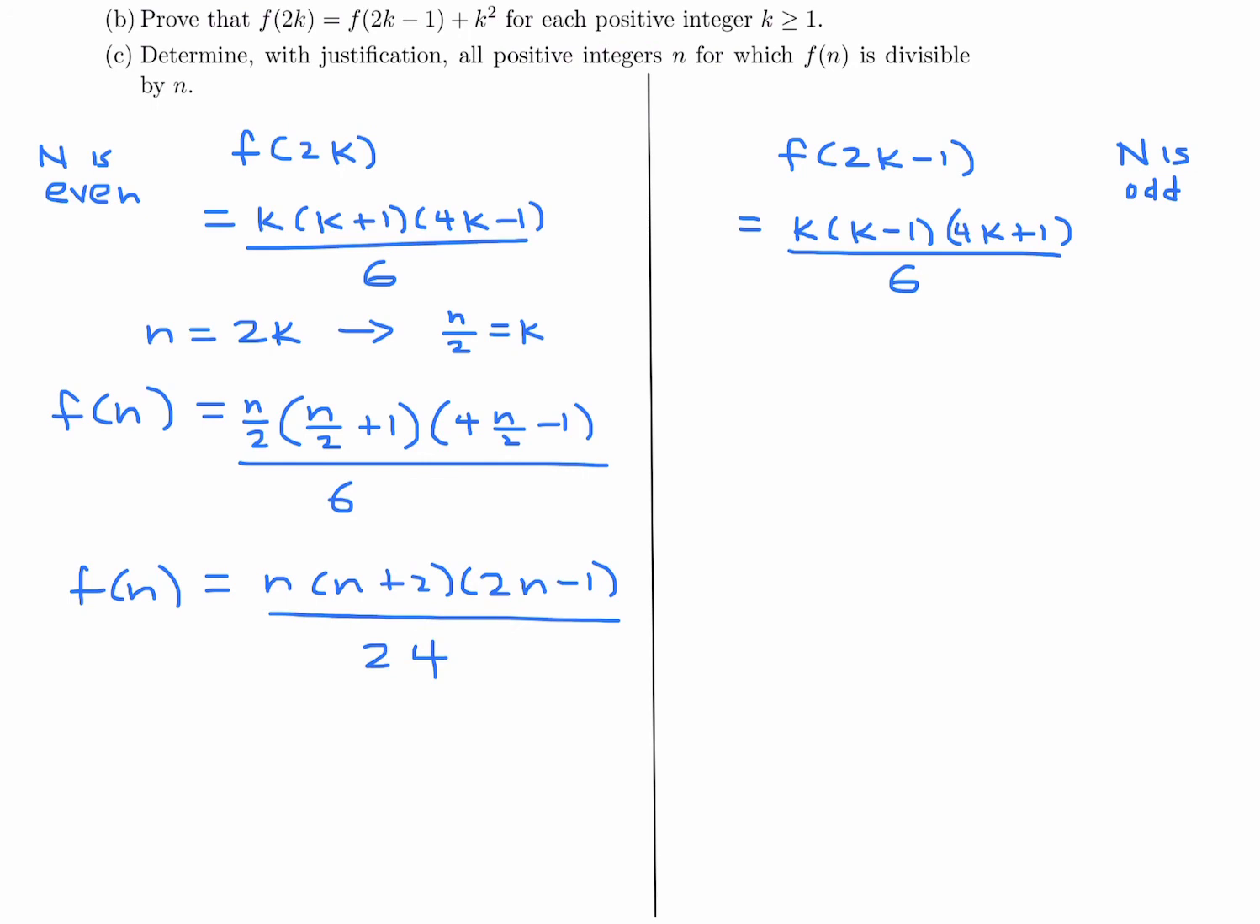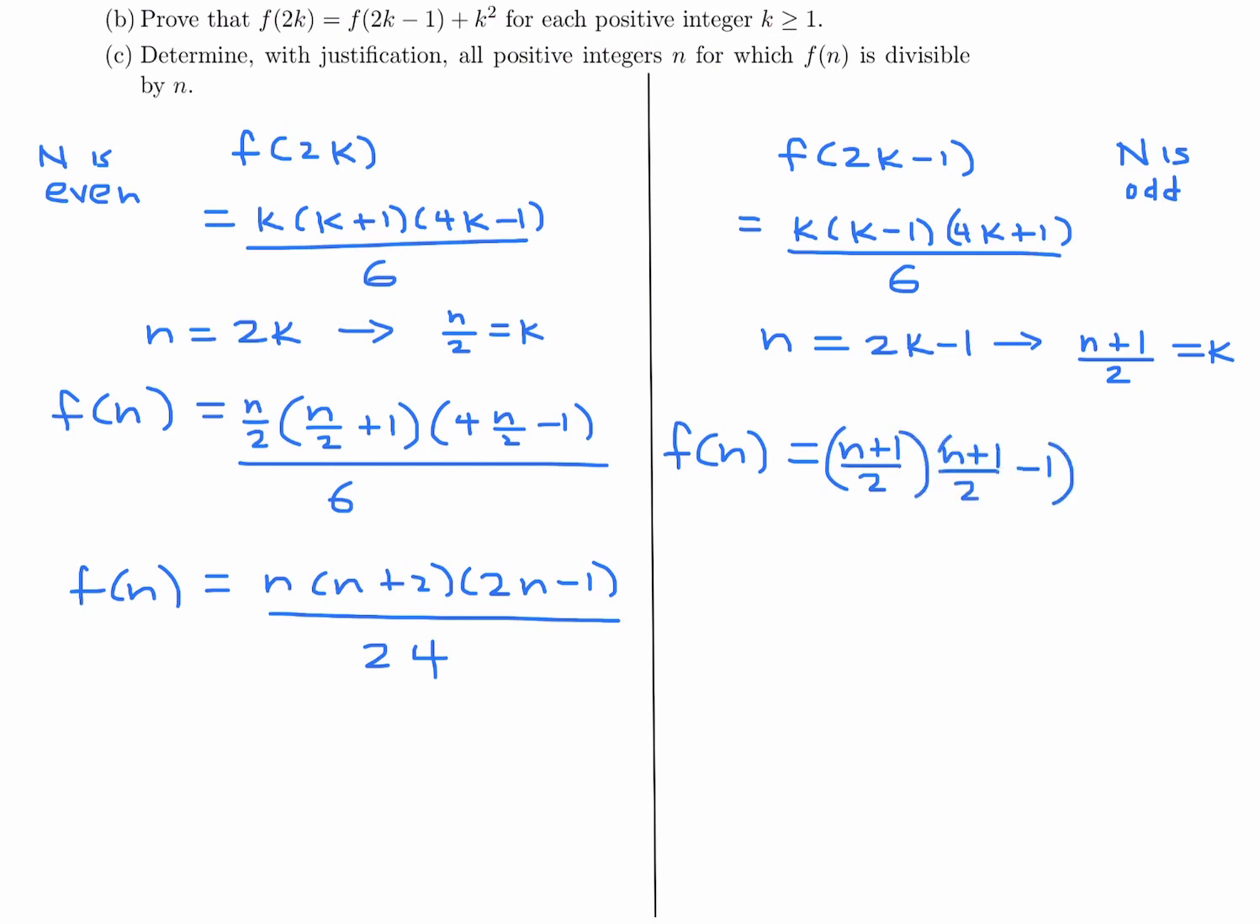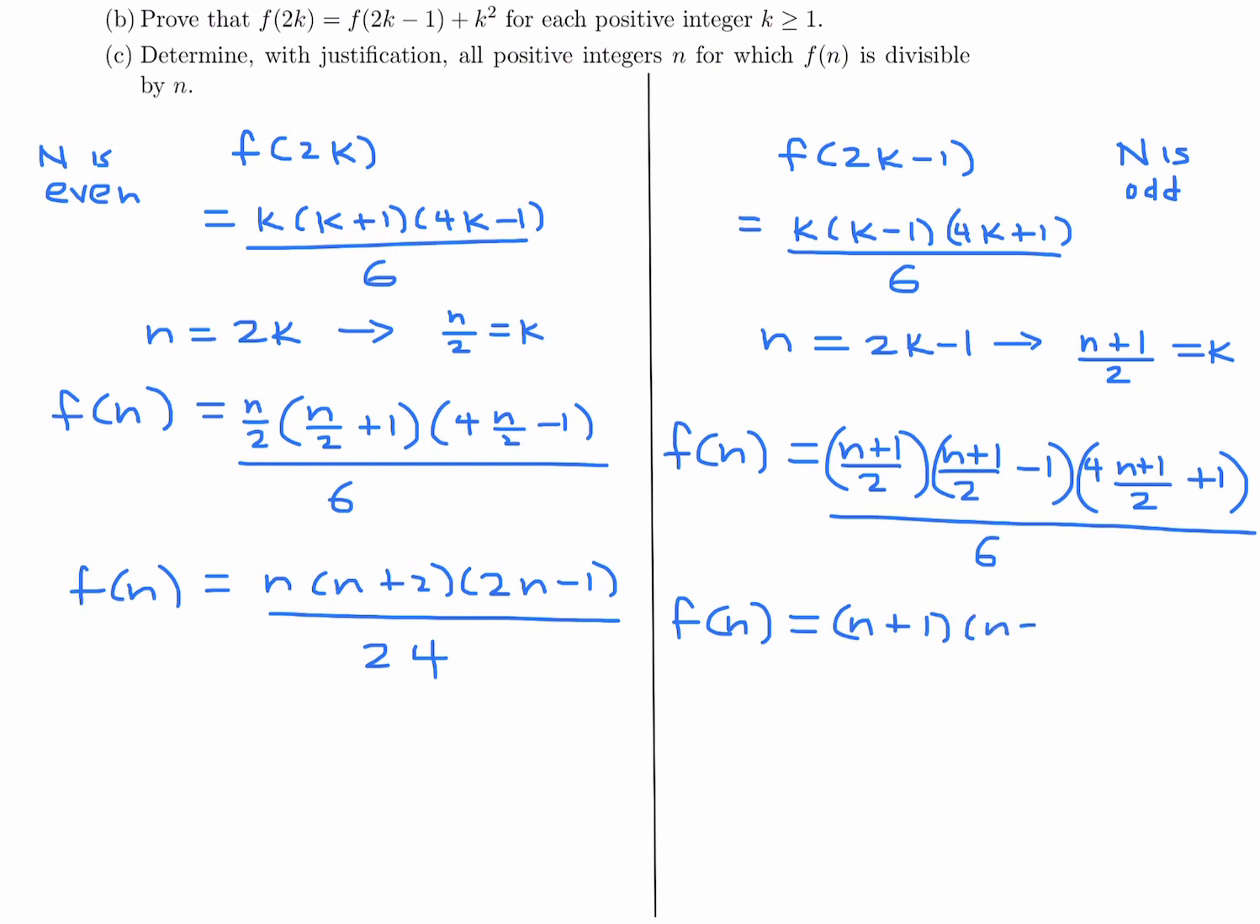And in a very similar way over on this side, again, we want just n, so we'll let n equal 2k minus 1. And if you do that, you get n plus 1 over 2 is equal to k. So we want to substitute that for the value of k into this. So that becomes n plus 1 over 2 times n plus 1 over 2 minus 1 times 4 times n plus 1 over 2 plus 1. And that's all over 6. So f at n, if you simplify this whole thing, is going to be n plus 1 times n minus 1 times 2n plus 3 all over 24. Okay, so now we have formulas that look just like f at n, one for even and one for odd.